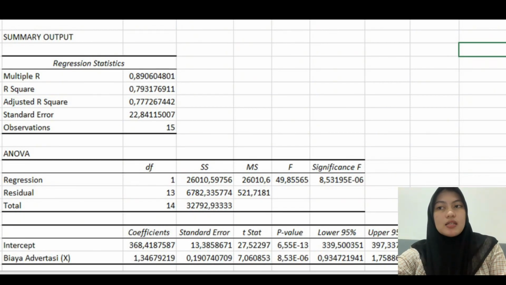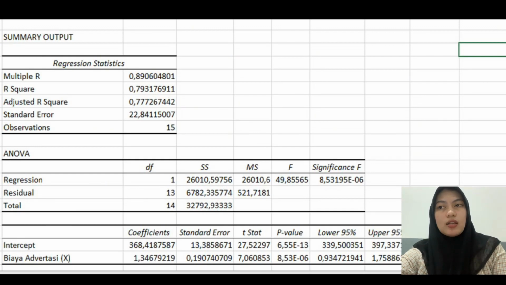And for the next is F statistic. F statistic measures whether the regression model or x variable as a whole is significant to y. And for the last is significant F or p-value. The p-value shows whether the regression model as a whole is significant or not.